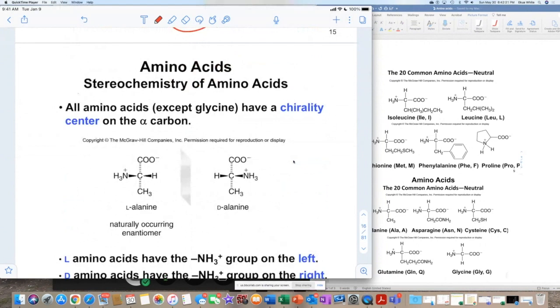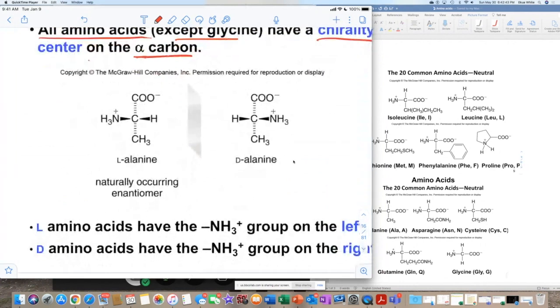Anyway, let's move on. Stereochemistry of amino acids. All amino acids except for glycine have a chirality center, because glycine has two elements that are alike. The two H's match, so you can't have a carbon that's chiral. Here we have a chirality center on the alpha carbon, the carbon attached to the functional groups. We're looking at L-alanine and D-alanine.